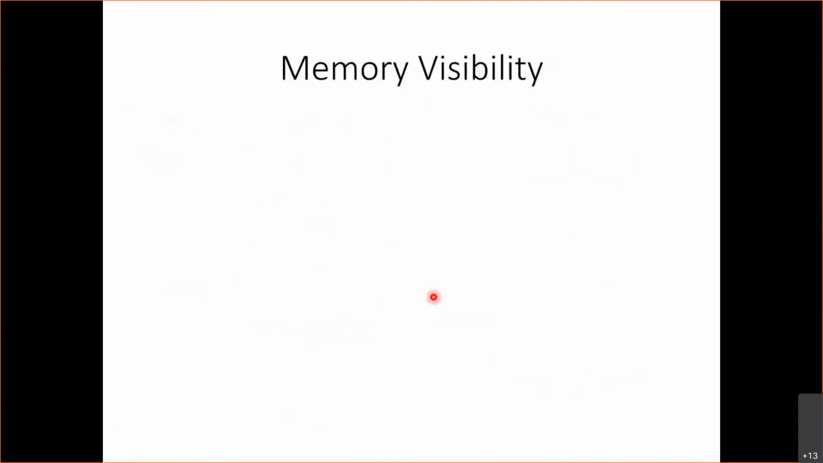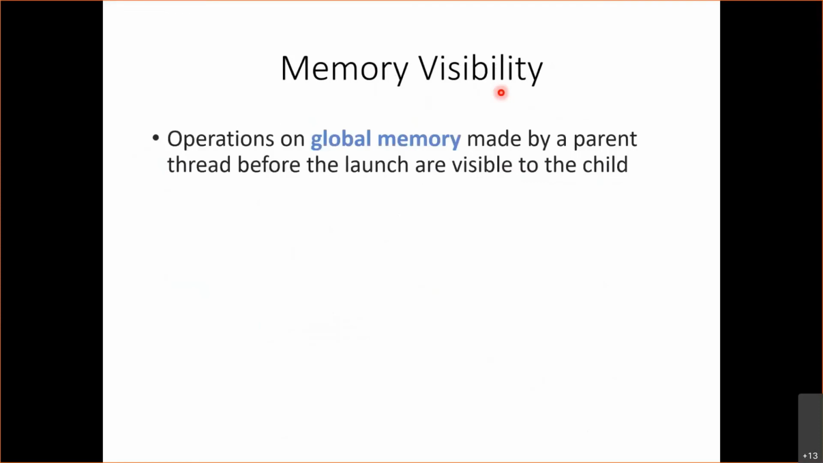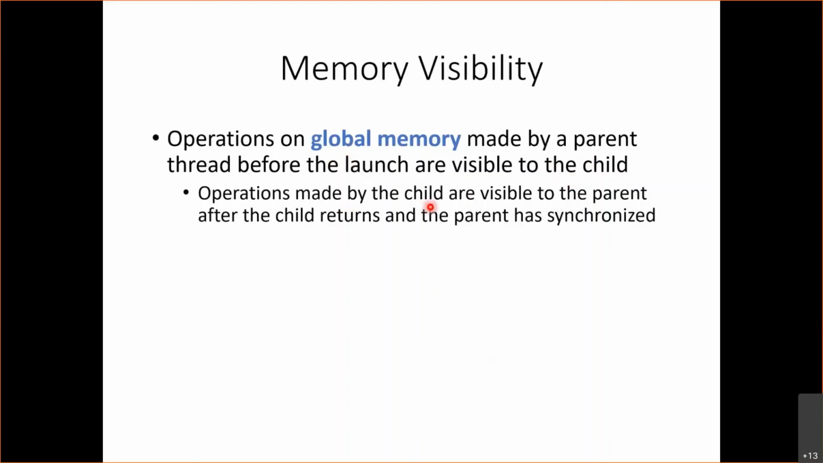Another topic, just a few more short topics before we end. One of them is memory visibility. The operations that are made by the parent thread on global memory before the launch are visible to the child. So when a parent thread writes to global memory and then performs a launch, the threads in the child grid are guaranteed to see those changes in global memory. Similarly, the operations that are made by the child threads in the grid to global memory will be visible to the parent after the child returns and the parent synchronizes.